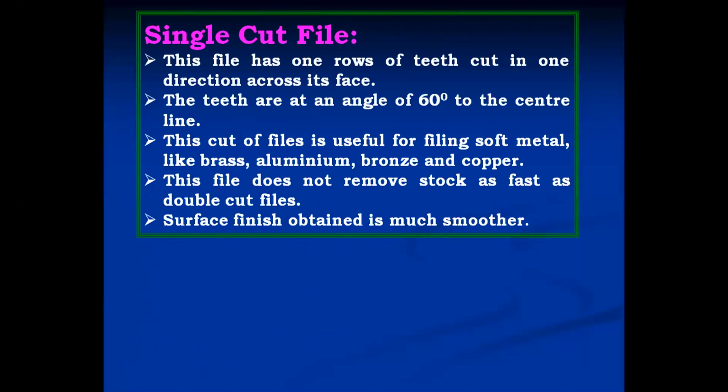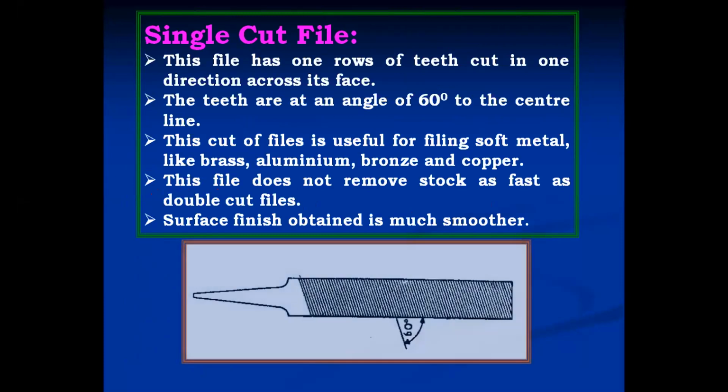Okay, single cut file. Just see the image also. See here the teeth on its face. It is in a single row. The teeth are cut on the face in a single row. This file has one row of teeth cut in one direction across its face. So these are one row and one direction. This type of file is called a single cut file.